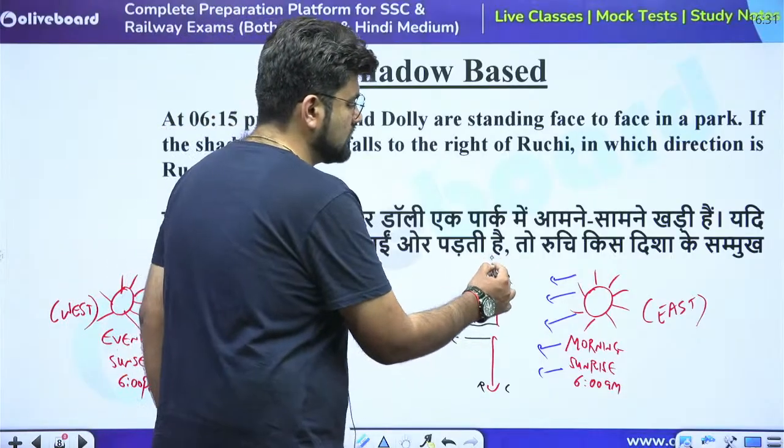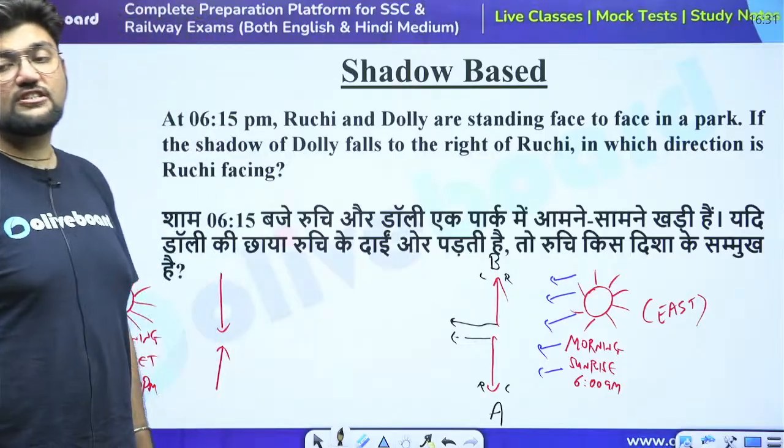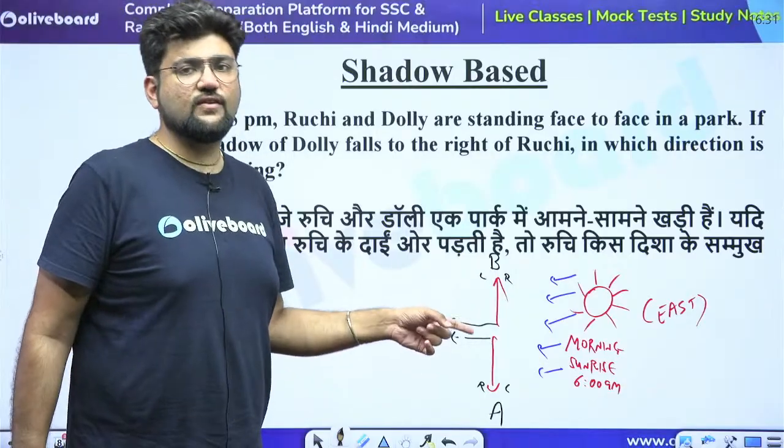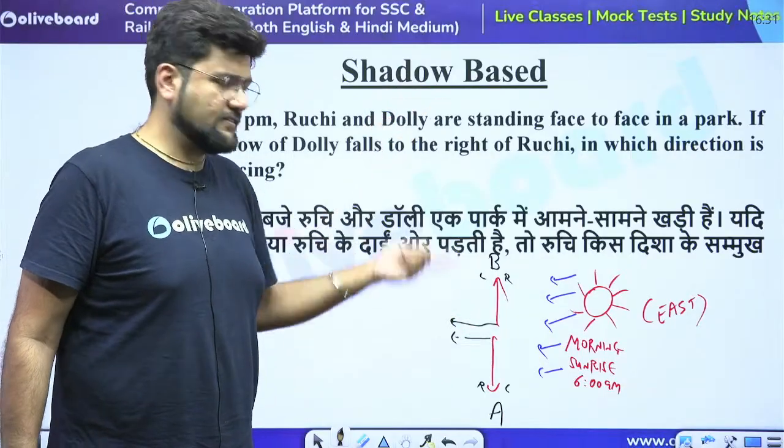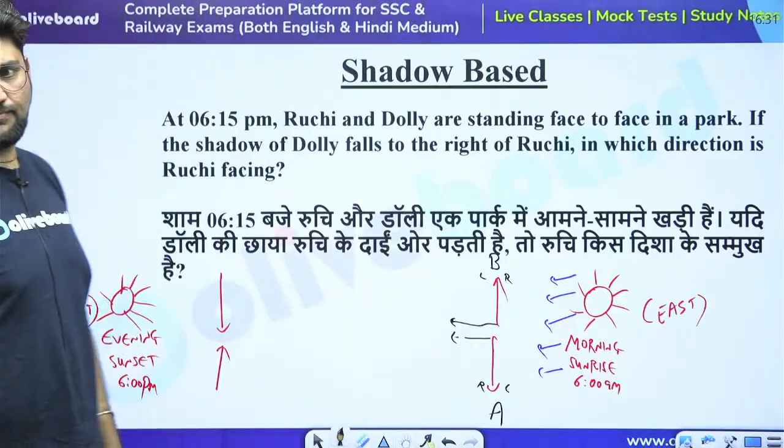So now I know this is B and this is A. And my question is, in which direction is B facing? So now I know B is facing the north. And where is A facing? A is facing the south. So that is how I answer this question.